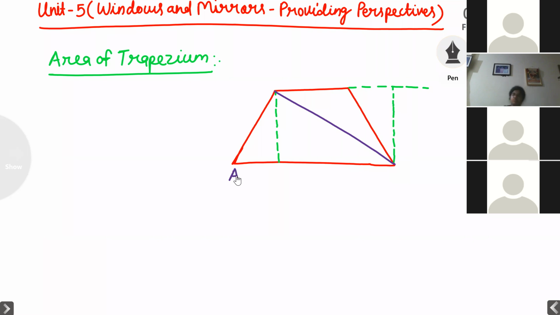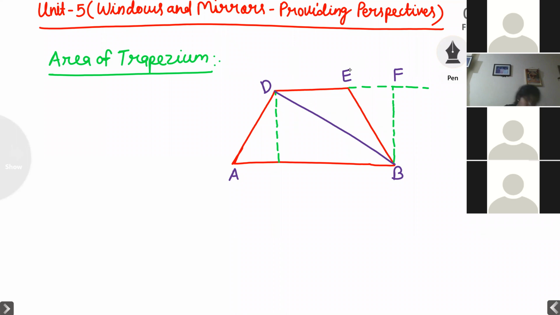Students, you are observing this figure. I have divided it into two triangles. First triangle is ABD and second triangle is BDF. Okay. Now I want to find the area of the trapezium.